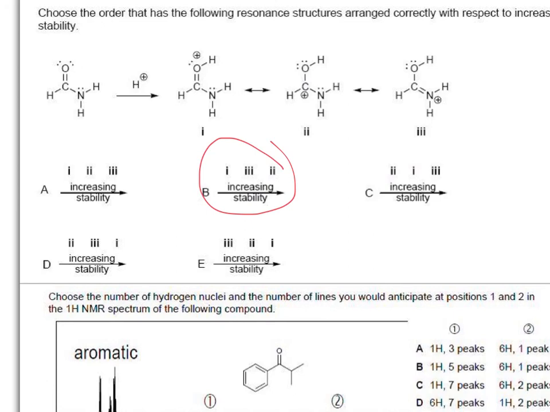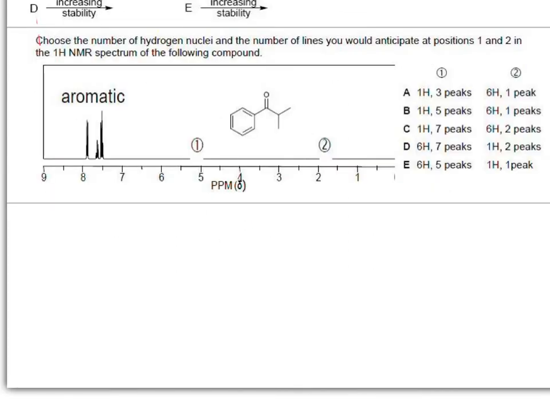Alright, the next question is choose the number of hydrogen nuclei and the number of lines you would anticipate at position 1 and 2. 1 is around 5, so that should be for the hydrogen over here right next to your ketone, and 2 should be the one which should be a little bit more in the upfield zone. I would have expected this one to be a little bit more upfield for both of them, but anyway, we'll go with what they've given.